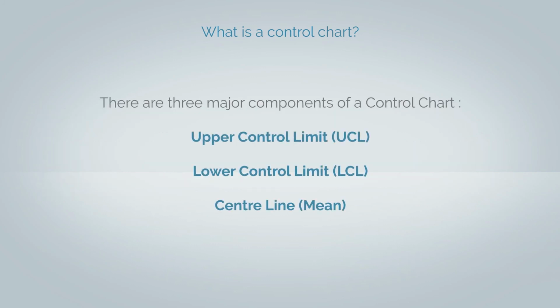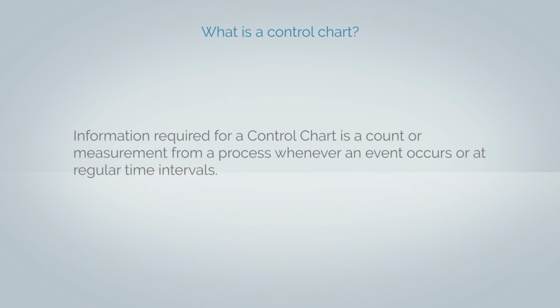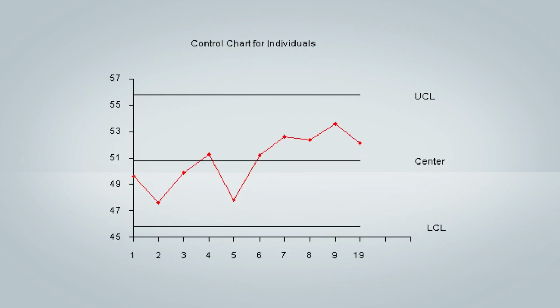There are 3 major components of a control chart: upper control limit, UCL, lower control limit, LCL, and center line, the mean. Information required for a control chart is a count or measurement from a process, whenever an event occurs, or at regular time intervals. Let's take a look at a sample control chart. Here, the data obtained from a process is plotted on a chart as shown below. Let us now discuss the various components of a control chart.